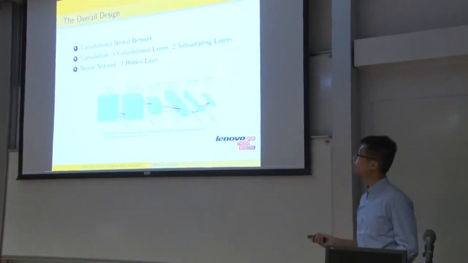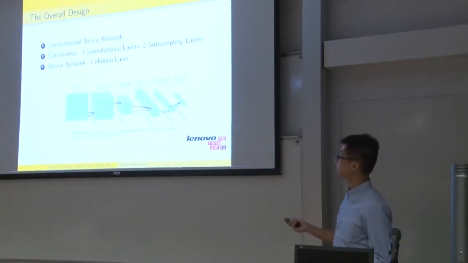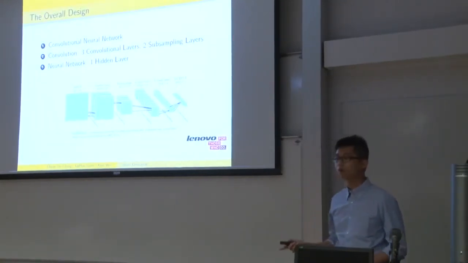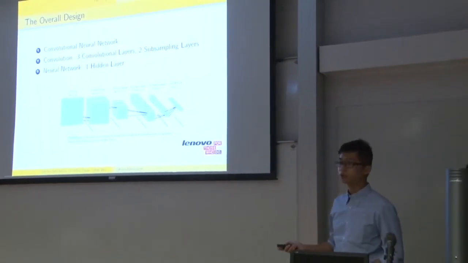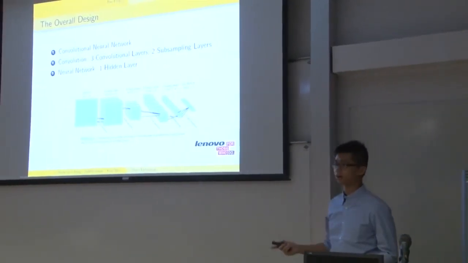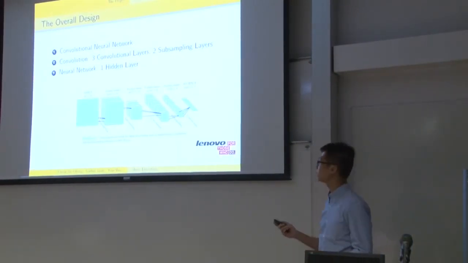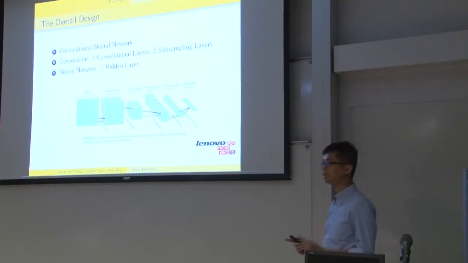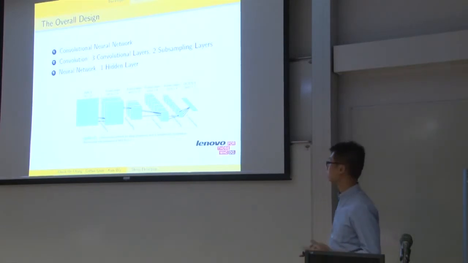Let me talk about the overall design of our project. We use a convolutional neural network. And as he said before, there are 2 parts in our model. The first part, convolution. We use 3 convolutional layers, alternating with 2 subsampling layers. And in the network part, we use only 1 hidden layer because we think if there are many nodes in one hidden layer, it will be enough to represent all the information we want in our images.